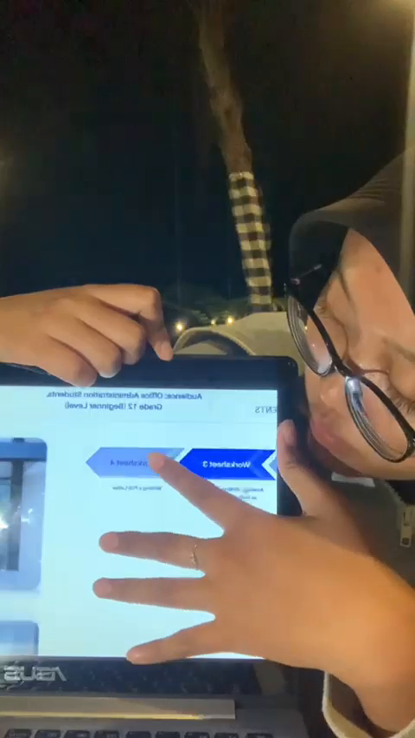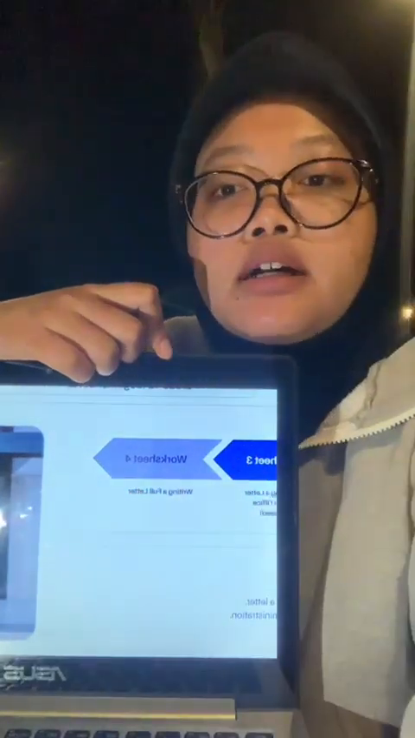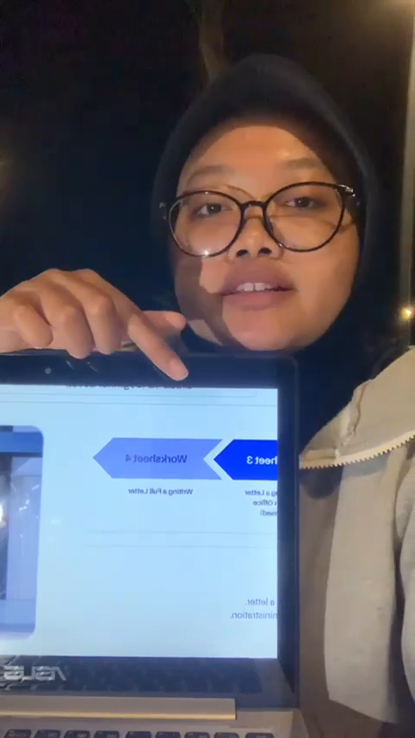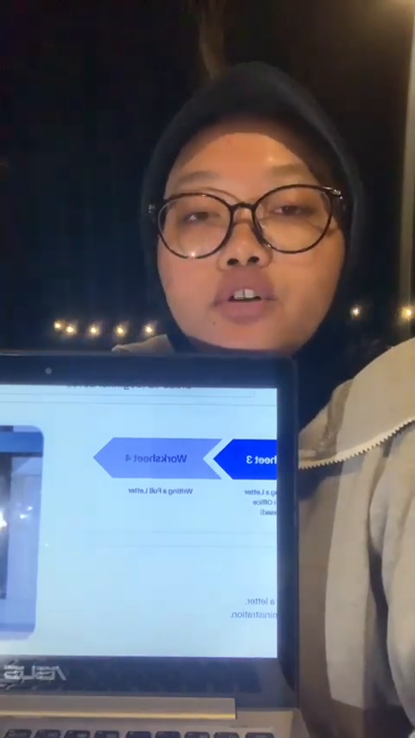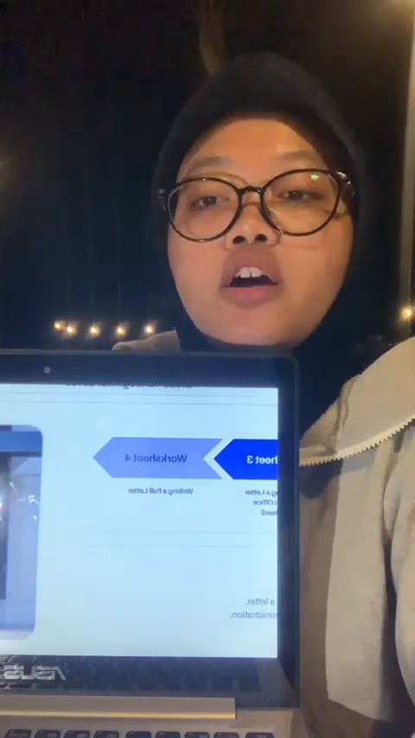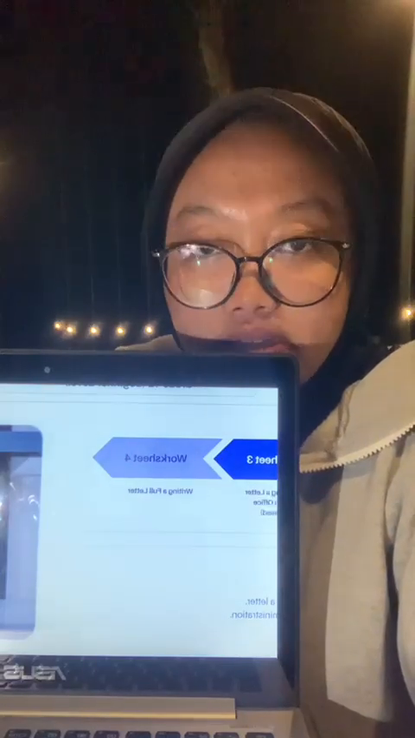And the last worksheet is the final activity. Students are asked to write a full business letter based on what they have learned from the previous worksheets.